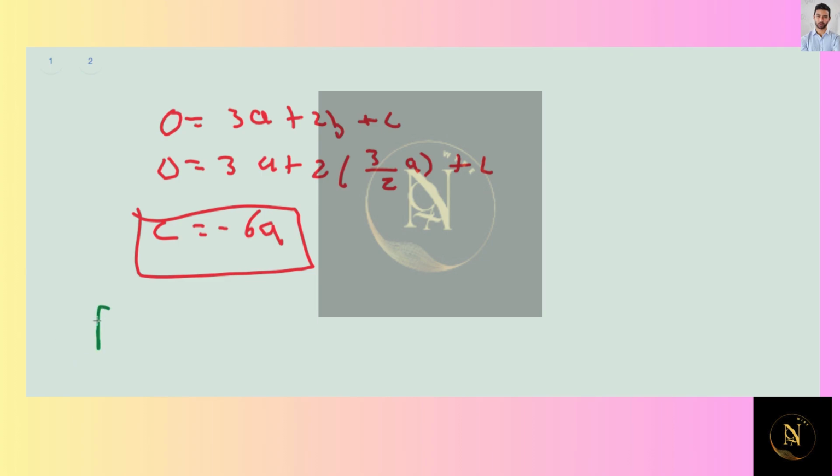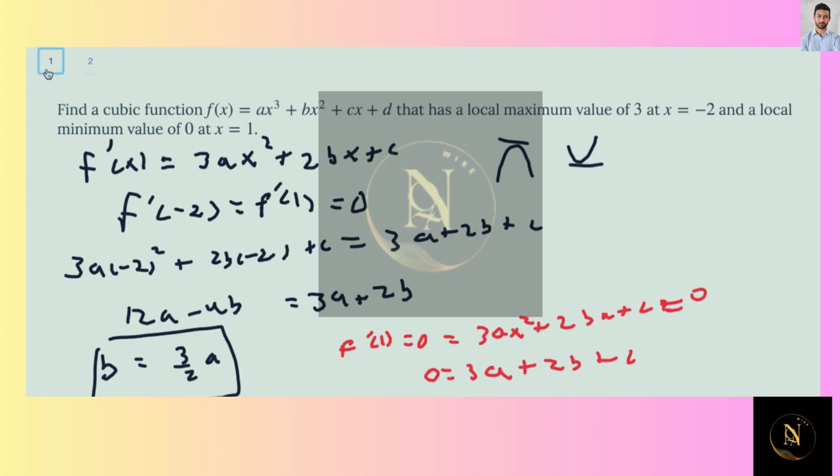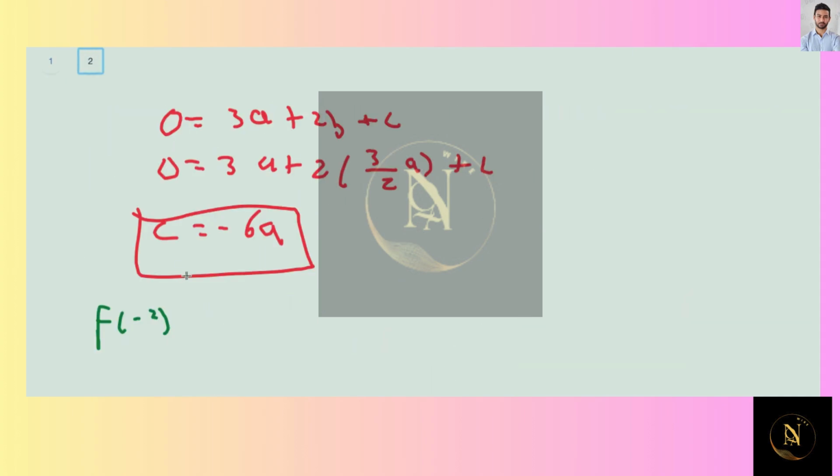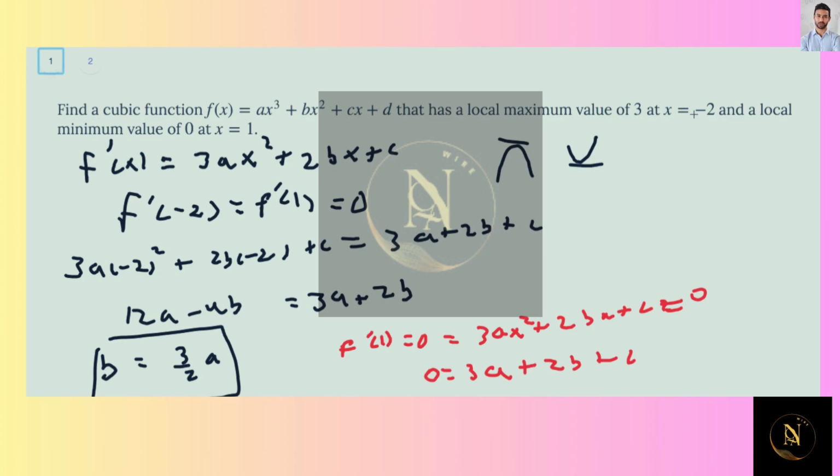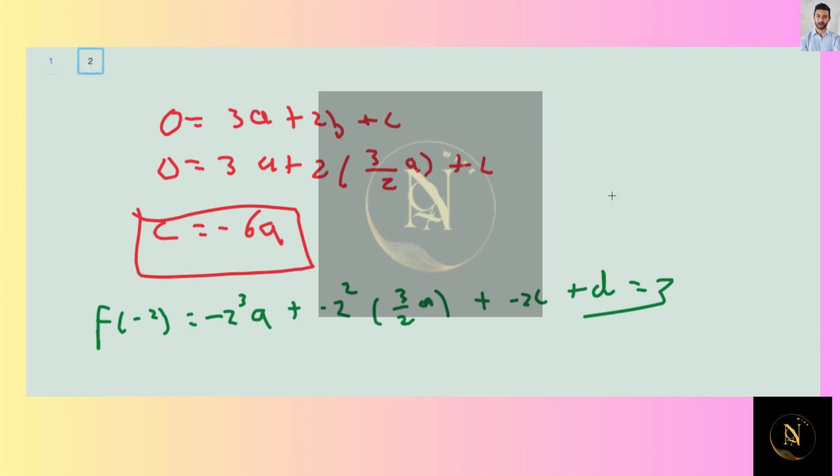Now that we know the values of b and c in terms of a, we can start plugging these into our original function. So f of -2 gives us -2 cubed times a, plus -2 squared times b, but b is 3/2 a, plus -2 times c, plus d. This is equal to 3, because we're told that at x equals -2 we get 3. We're going to hold on to this value, and now we're going to solve for f of 1.